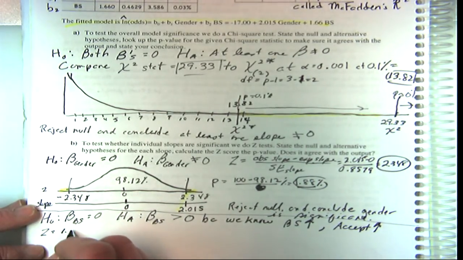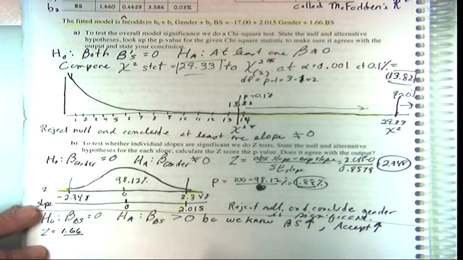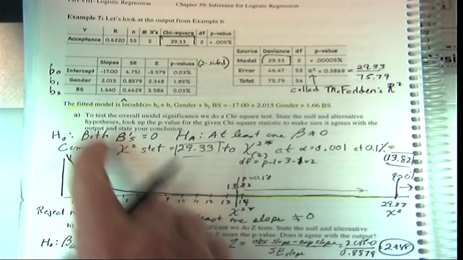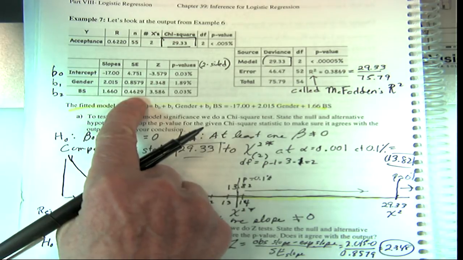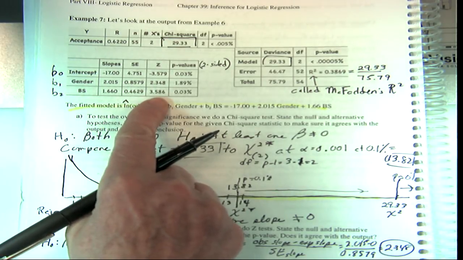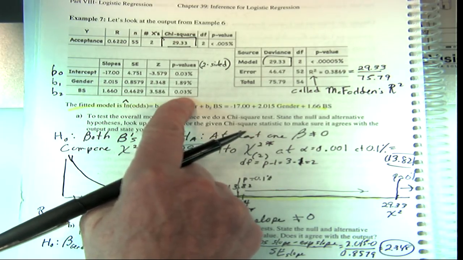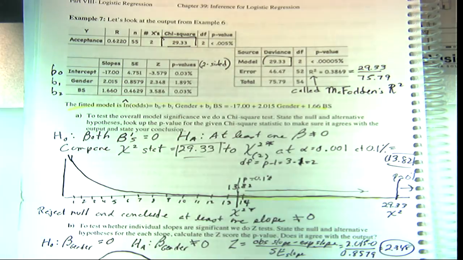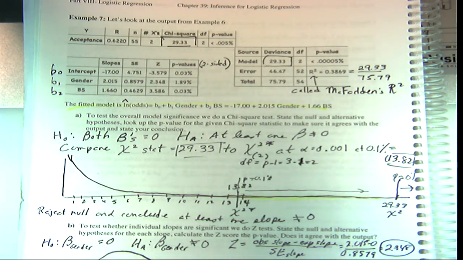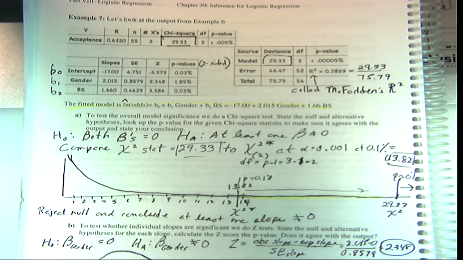We'll say z equals 1.66, I'm just looking up here, 1.66 divided by the standard error. And look at this huge z score. Now this is the two-sided, but we should divide it by 2. So we'll go 1.66 over 0.4629, and we get 3.586.